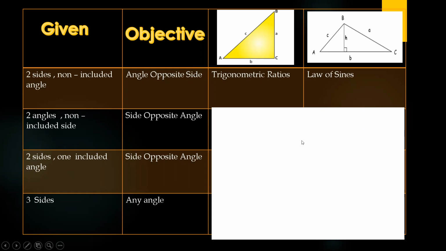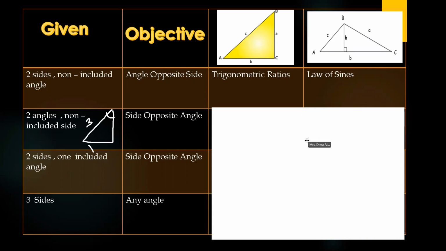Now, what if you have two angles and a non-included side? Be careful now, two angles and a non-included side, like this here. Two angles like this angle and this angle, and this is numbers, okay? But a non-included side such as this side here. How can you find the side? The objective here is to find the side opposite the angle.